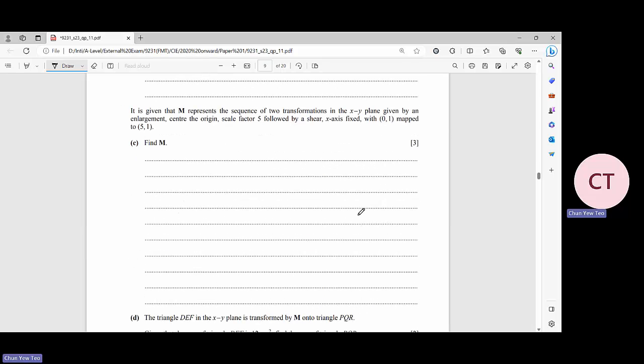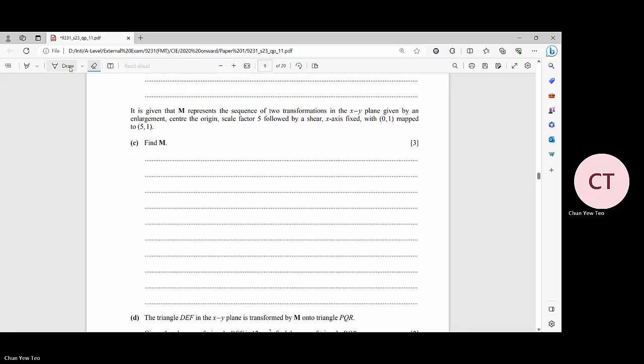We have a situation here. It is given that M represents the sequence of two transformations in the XY plane given by an enlargement, center at the origin, scale factor of 5, followed by a shear, x-axis fixed, with 0, 1 mapped to 5, 1. So the enlargement is the first one, followed by the second. Here we have two matrices, and we want to find M.